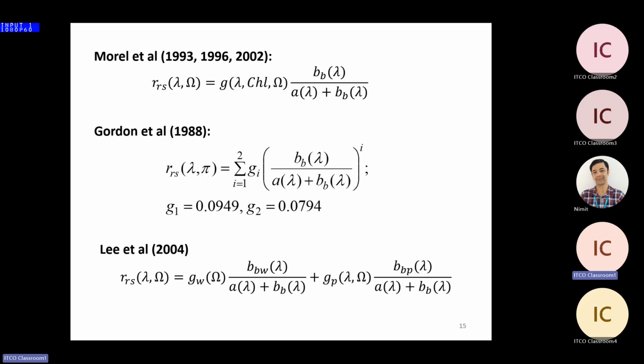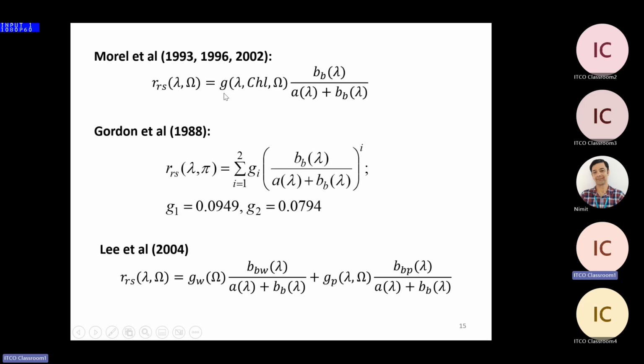Basically, A plus BB shows the attenuation. BB shows the photons backscattered, going upward and then entering the space. I always say, if BB is 0, forget it. We cannot do remote sensing, because then the water is completely black. There will be no signal. That's why we have this relationship of BB over A plus BB.